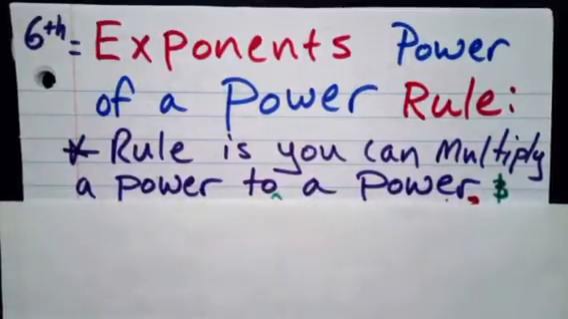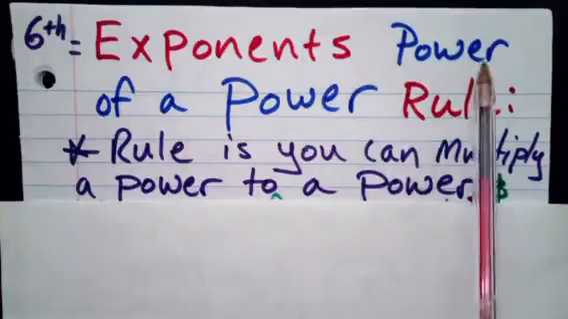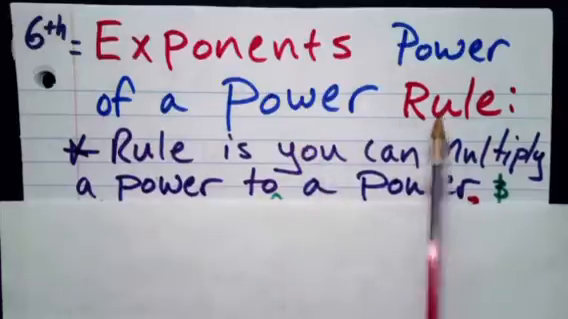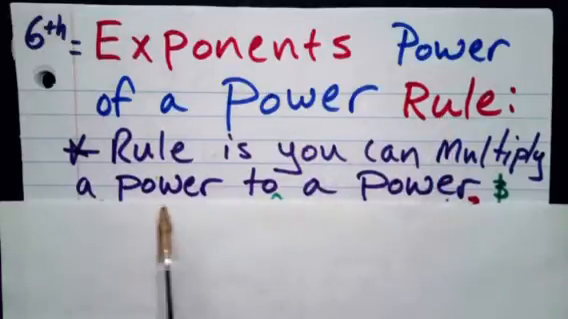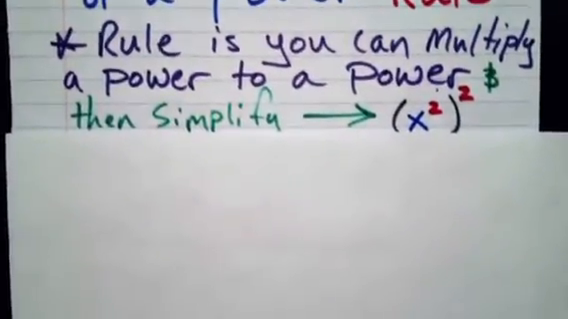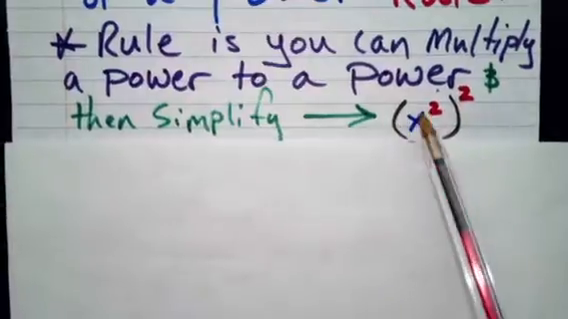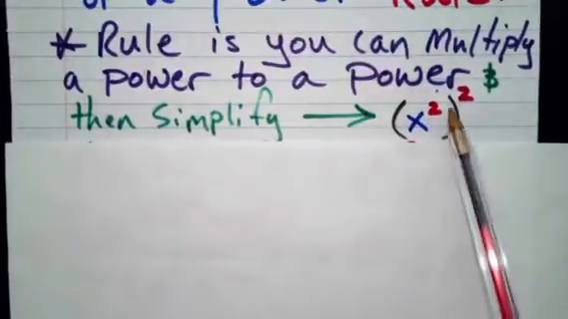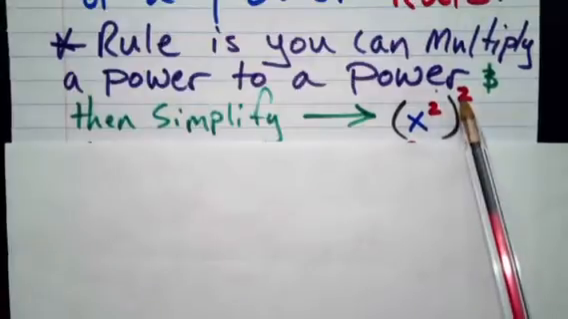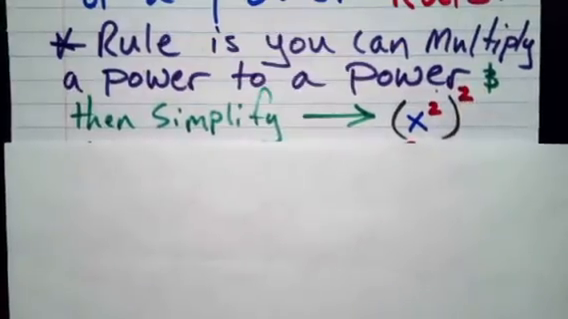So let's go ahead and take a look at another example of exponent rules. This rule is a power raised to a power, or power of a power. That's our rule. The rule is, hey, you can multiply a power to a power. And so if you were to simplify x to the power of 2 raised to a power of 2, hey, what is 2 times 2? That's x to the 4th power.